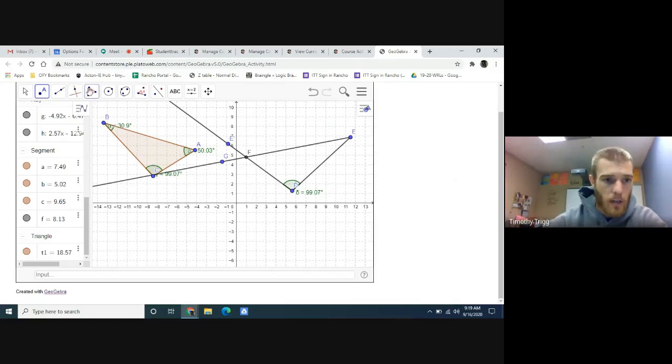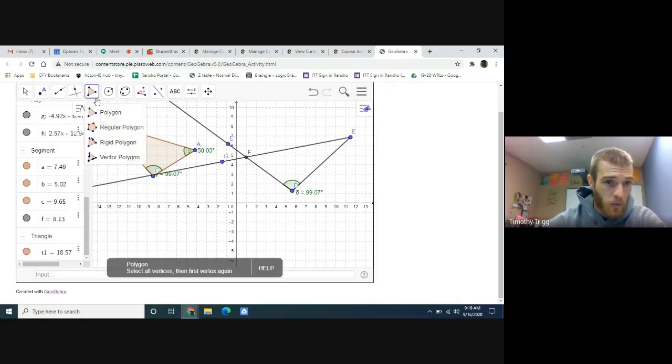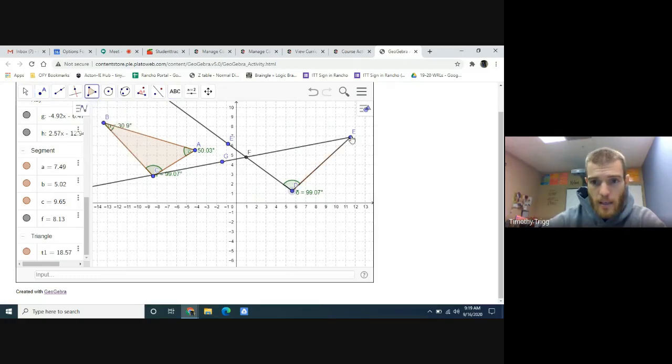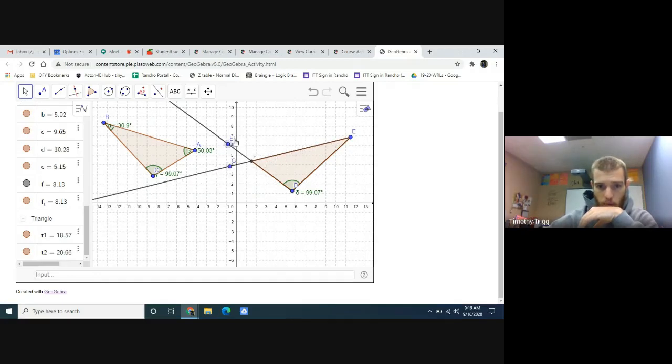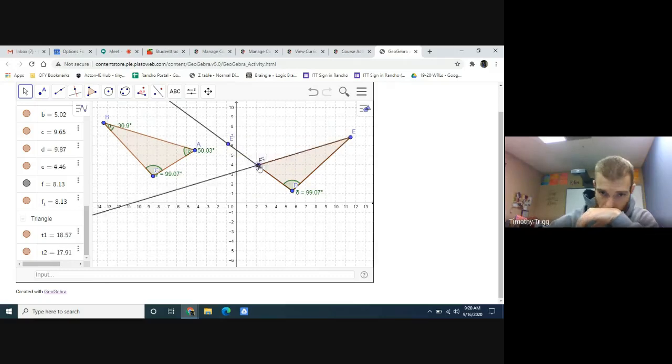Okay, now we want to create triangle DEF. So go back up to the tools, go to the polygon tool, D, E, F, and then back to D. Now we've created a triangle. So you can see we've created a triangle. You can move some points around. This one you can't move around because it's based on this angle. This one you can move around. Okay, great.